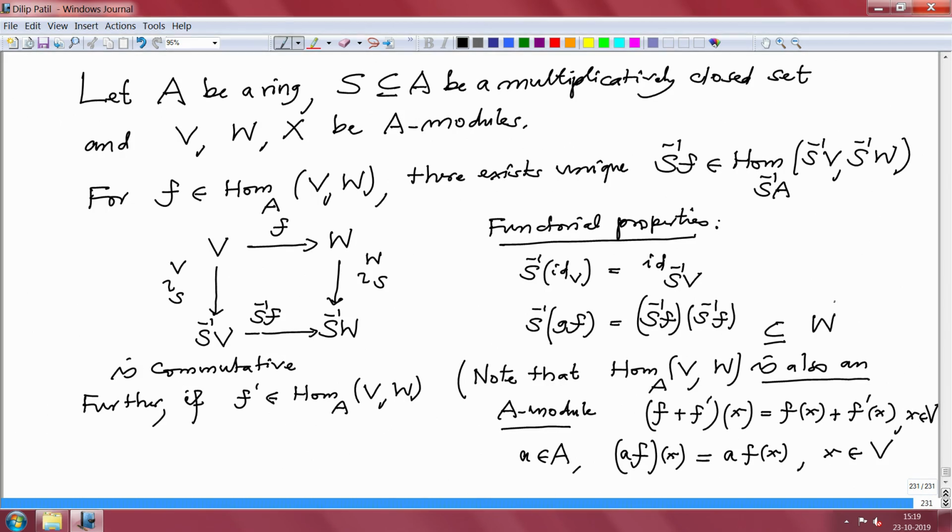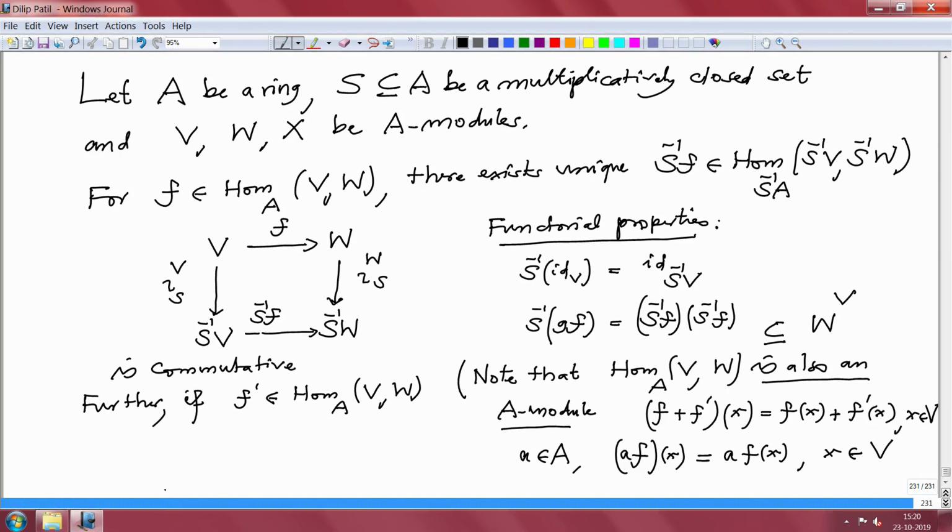These also can be seen directly because Hom V W is a subset of W power V. See, W power V is the set of all maps from V to W, and that also has a structure of A module because you take any tuples indexed by the set V with terms in the module W, and then you can add component wise and scalar multiply component wise. This is also the same as this operation. So in fact, this one is a submodule of this.